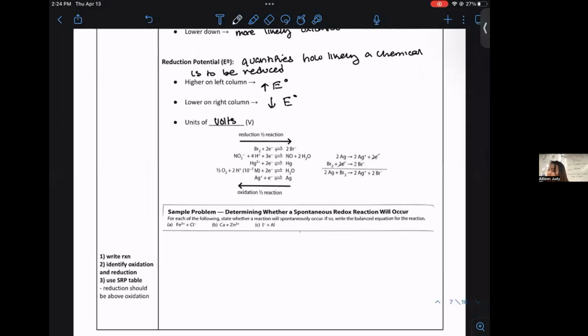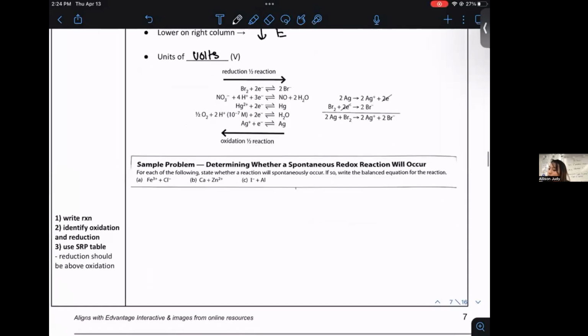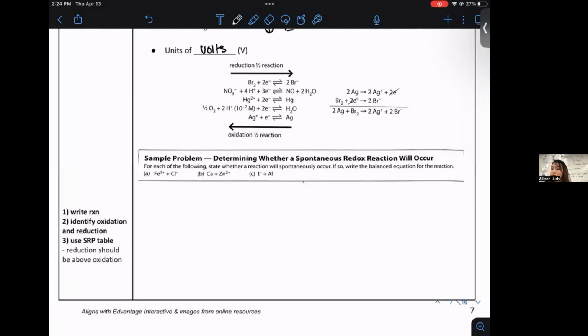So when we look at these, what they often ask you on the AP is to pair up two reactions, and they give them to you in the form of both reductions. You have to decide who actually is going to be reduced and who's going to take on the oxidation role based on the reduction potential value. So what we want to see is whether a spontaneous redox will occur.